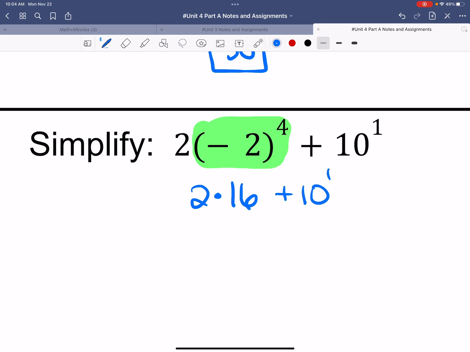Ben, did you find your mistake? What's 10 to the 1st power? 10. So how about we just don't even write that down? And next, we probably are pretty comfortable with this.